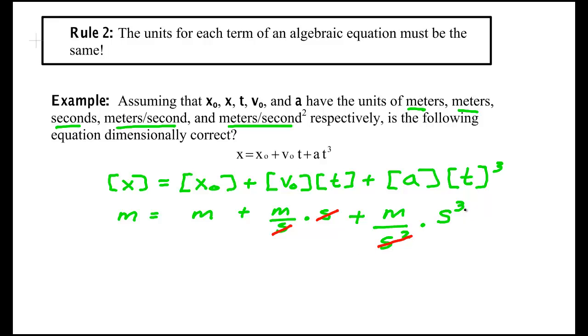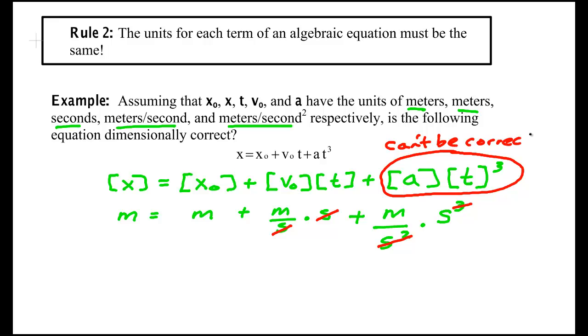Well, the second squared gets canceled, but there's a second left over. So this term is meters times second. This term is a problem. Can't be right. Now, if that had been a times t squared, it would have had the right unit. So one thing it tells me is that this can't be cubed. This has got to be like to the second power.